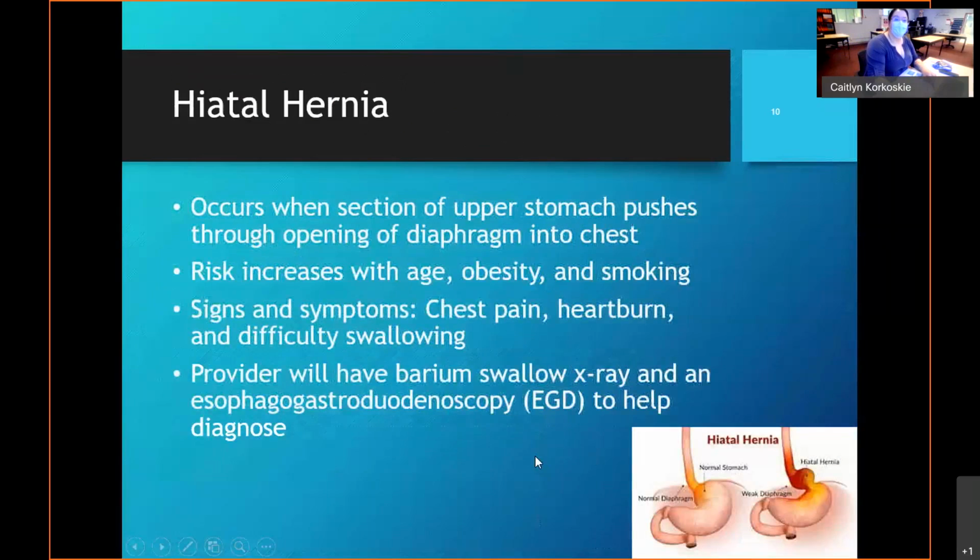Okay, so hernias. There are different types of hernias, but one that a gastroenterologist specifically would be seeing is what's called a hiatal hernia. If you picture above this area, this would be your diaphragm here. Basically it's where part of the stomach goes through the diaphragm.